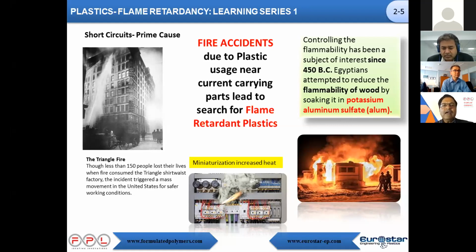And interestingly, I put that box here. It seems that human beings have known flame retardancy as far back as 450 BC. Egyptians soaked wood in potassium aluminum sulfate, which is alum. Then it doesn't burn rapidly, and the smoke is much more controlled. So we know how to control them, and that is what we are using today. Next.